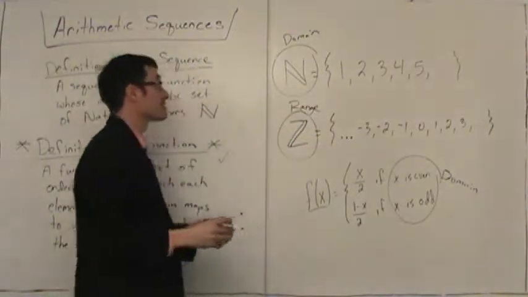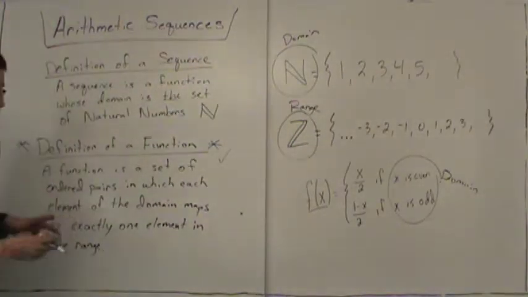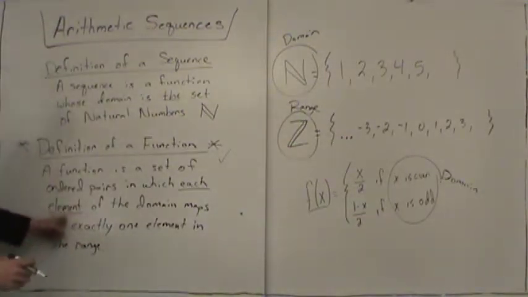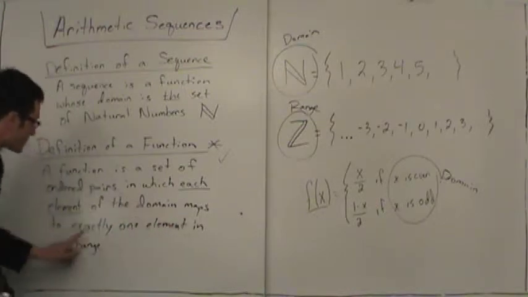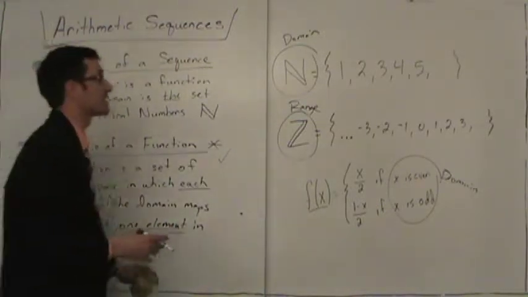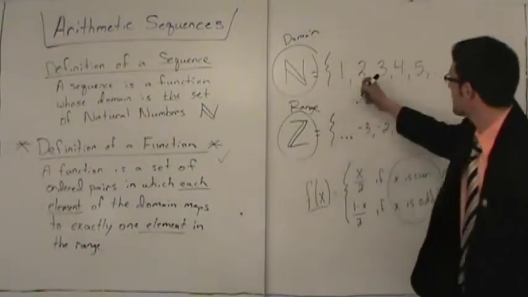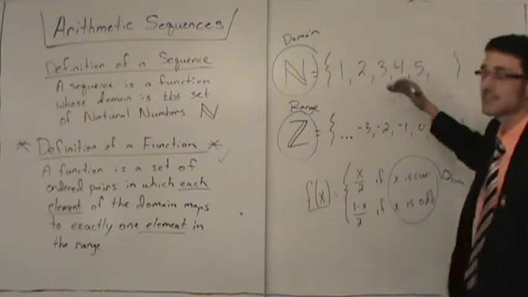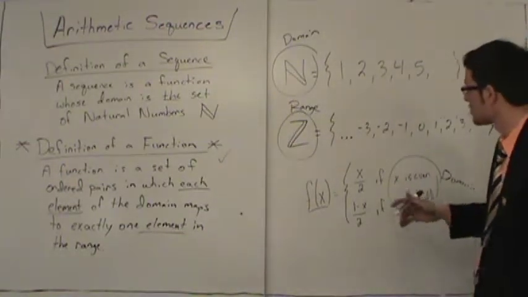Now notice that the definition of function says that each element, or we read this as every number, remember that element means number, every number in the domain maps to exactly one number in the range. So watch this. We're going to map the set of natural numbers onto the set of integers and see that these two sets have the same number of numbers. At least intuitively this should make sense.